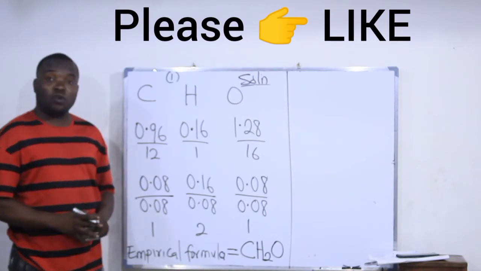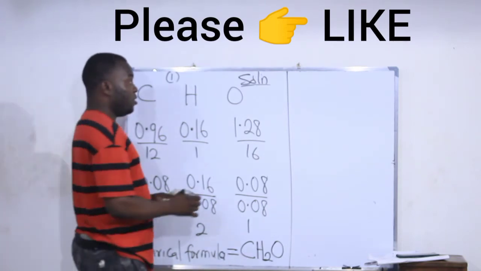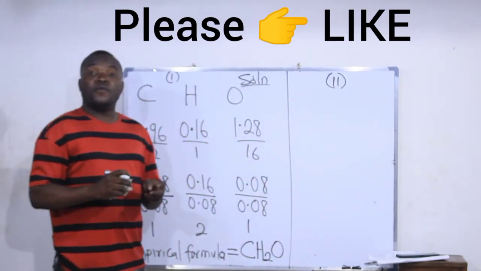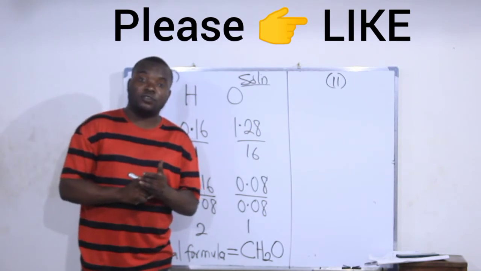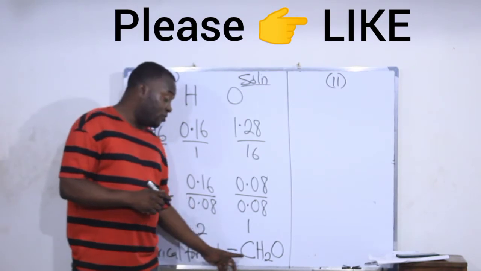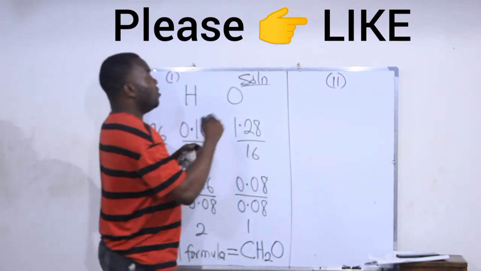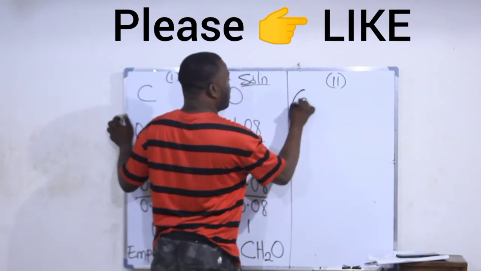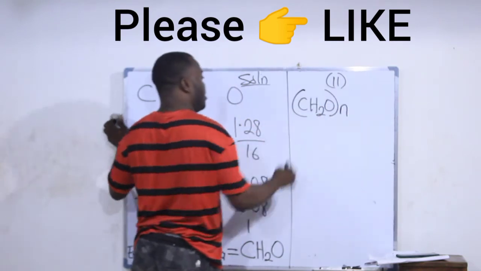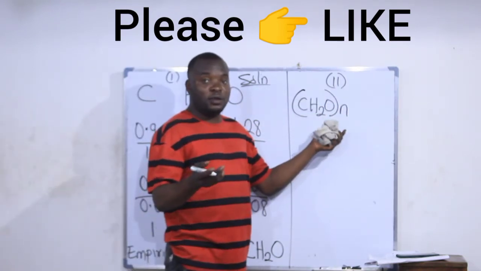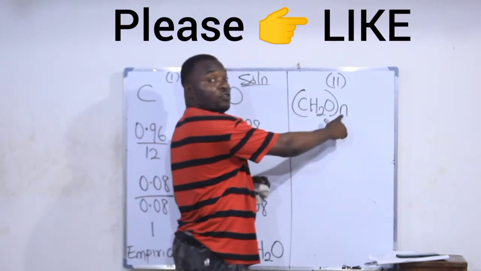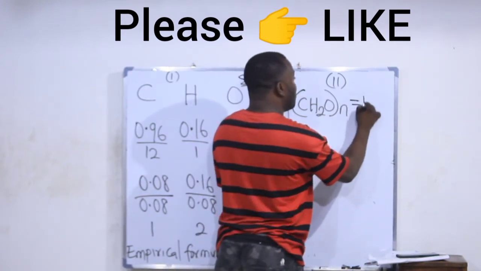Now we are going to find the second question, which is molecular formula. Number 2, molecular formula. How do you find molecular formula? Before you can find molecular formula of a substance, you must first know the empirical formula. And we have found the empirical formula, which is CH2O. Now, put your empirical formula in a bracket, CH2O, close the bracket, attach a letter, you can use X or N. Generally, we use N.